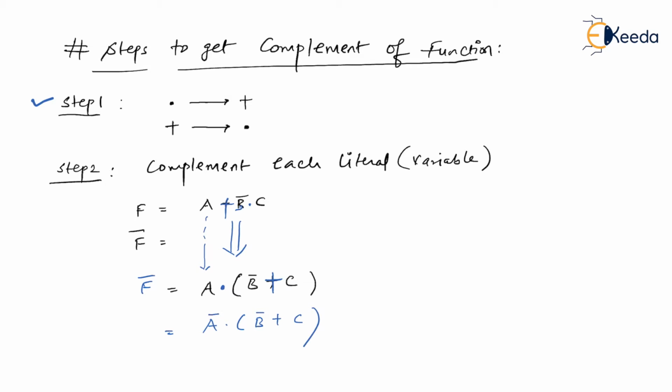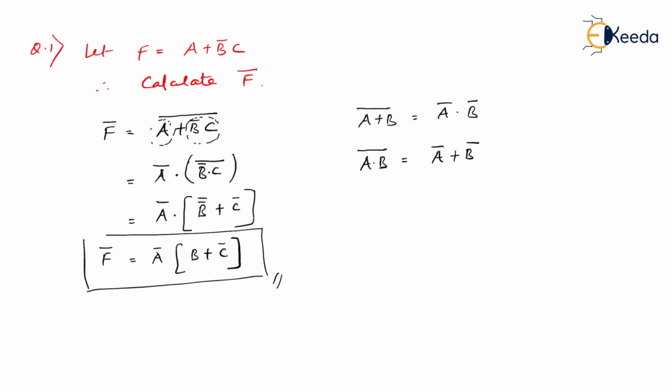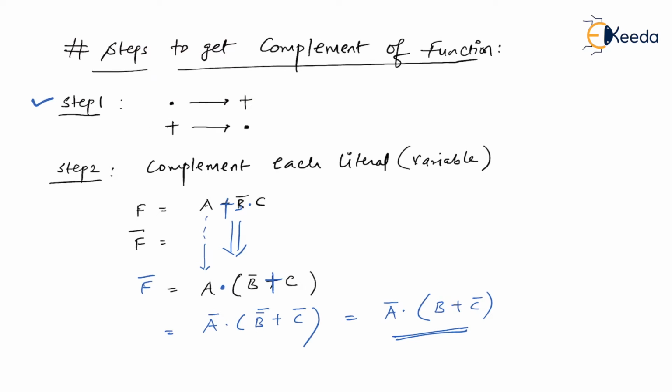I need to complement every literal. Now you understand very well: a bar remains a bar in the bracket, b double bar means it is b plus c bar. Just check, it is the same as the previous. Check what f bar you got there. The same. Can you see that we have solved this within 2 steps? We don't even have to apply De Morgan's theorem. Let's see 2 more problems.